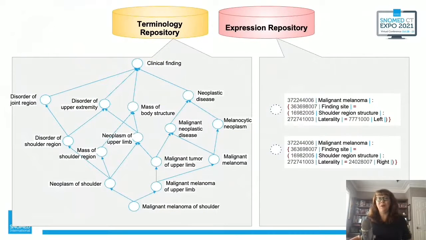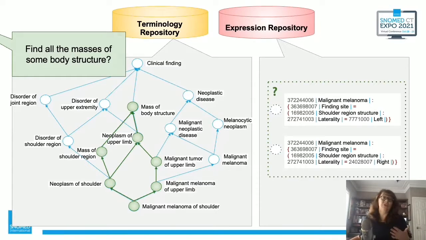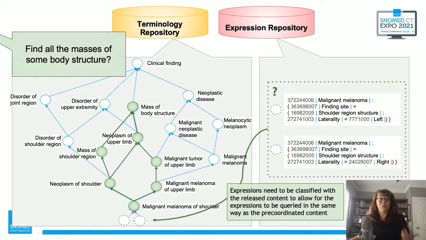So this slide shows a small part of the Nomencity hierarchy with some of the supertypes of malignant melanoma of shoulder. If we consider the question, find all the masses of some body structure, we can quickly identify the pre-coordinated concepts that are descendants or self of mass of body structure using an expression constraint query. But how do we work out if these expressions also match our query? The way we do this is by classifying these expressions together with the published concepts to determine where they sit in the hierarchy and what additional inferences we make. And when we do this, we discover that these expressions are in fact a subtype of malignant melanoma of shoulder, and therefore they should be returned in the results of this query together with the relevant concepts.